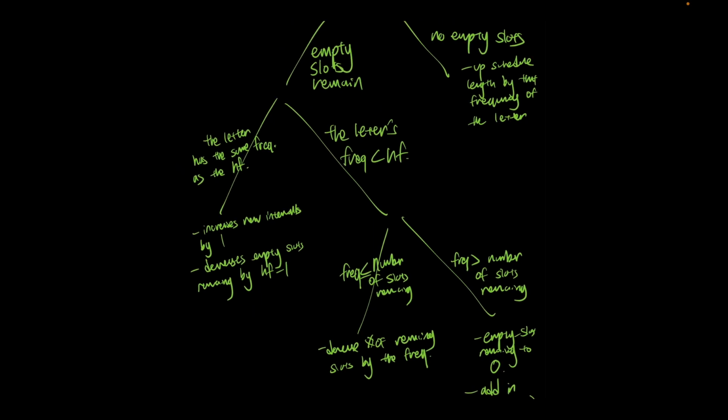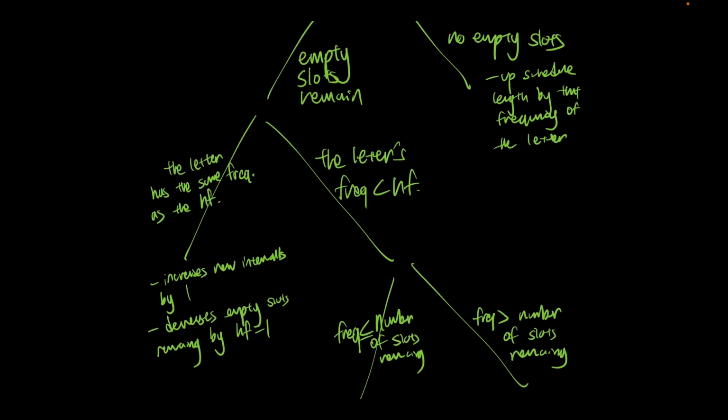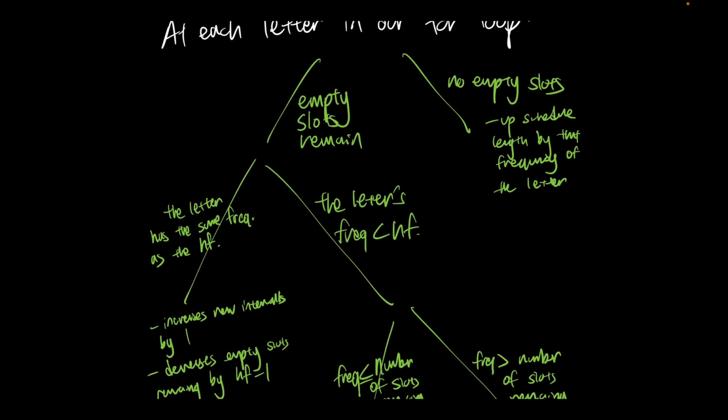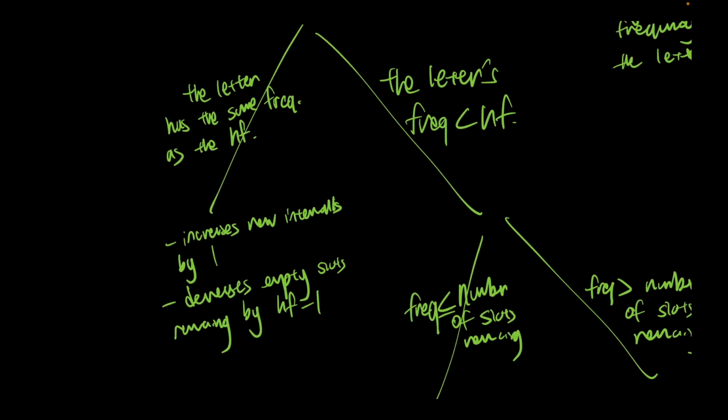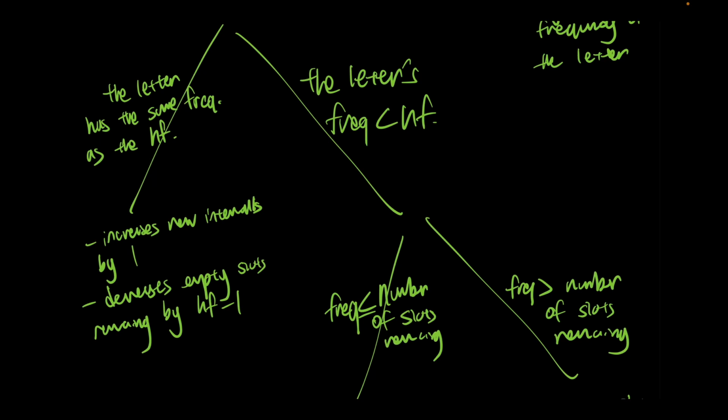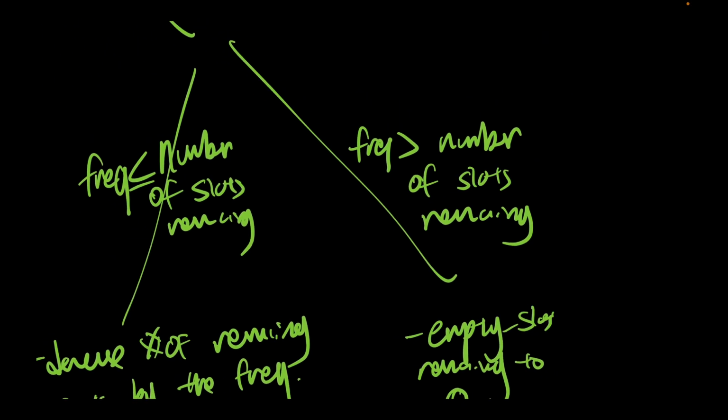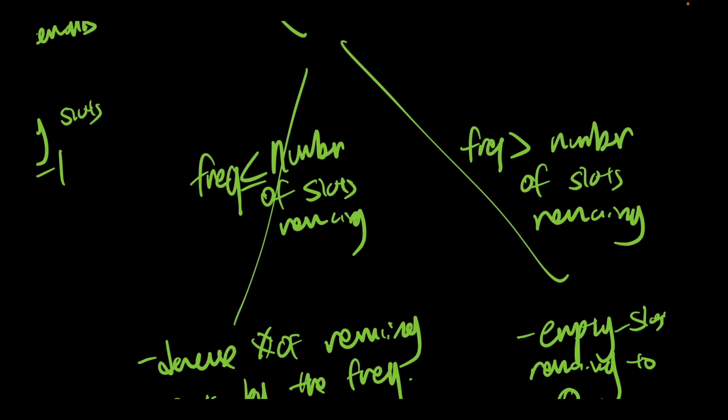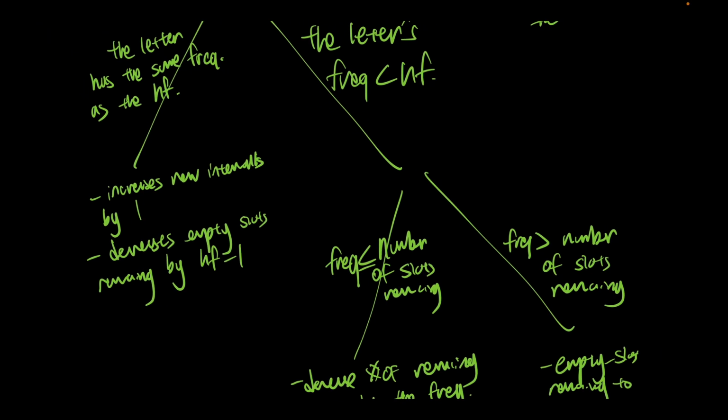And for some of you astute watchers out there, you might think, okay, well, why is this true? Why is it the case that when the letter has the same frequency as the highest frequency, it increases the new intervals by 1 and decreases the empty slots remaining by the highest frequency minus 1? Can't there be a situation in which that highest frequency fills up partially and then must wrap around and we have to create new intervals after the schedule is saturated? And the answer to that is no.